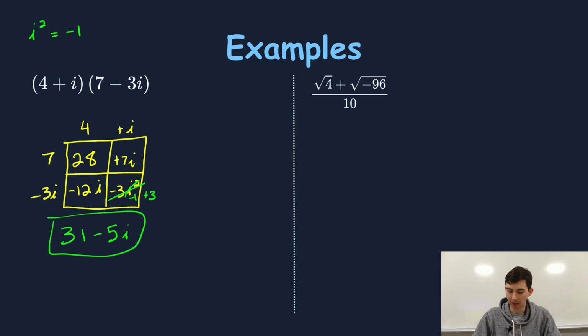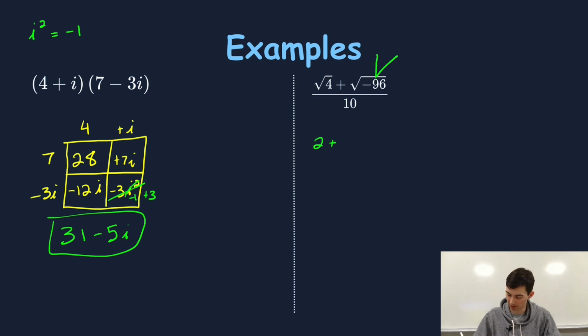And my last one here, I've got the square root of 4 plus the square root of negative 96 all over 10. And this is kind of going to be where these complex numbers will lead to. So first, I know that the square root of 4, that's just 2. Okay, so I'm going to write that. Plus, let's break up this square root of negative 96.